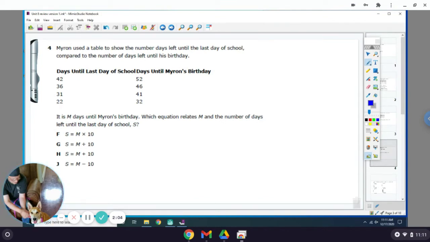Myron used a table to show the number of days left until the last day of school compared to the number of days left until his birthday. So there's 42 days left of school, and then there's 52 days left until Myron's birthday. And then there's 36, 46; 31, 41; 22, 32. So basically, Myron's birthday is 10 days after school ends. So you're going to add an additional 10 days.